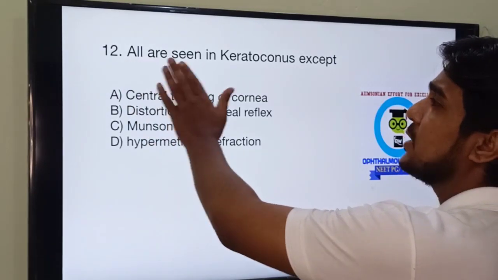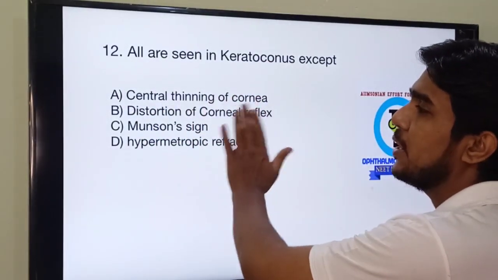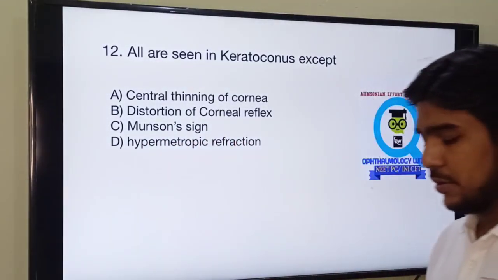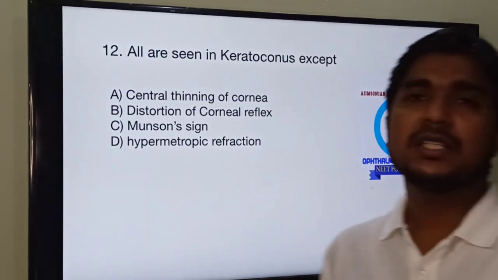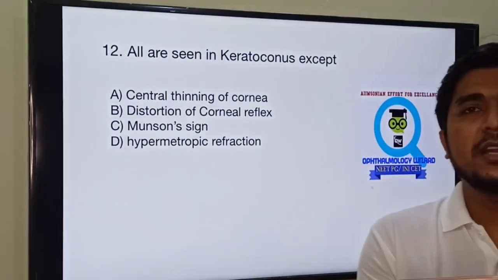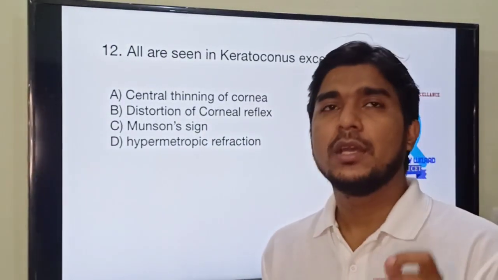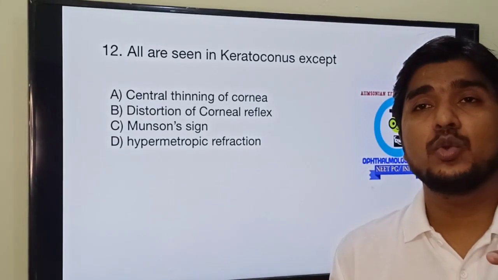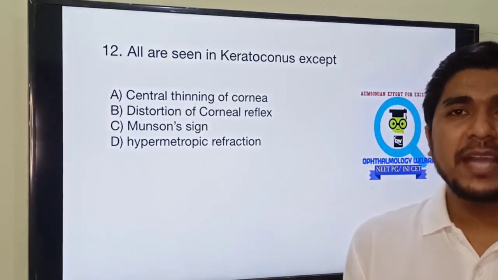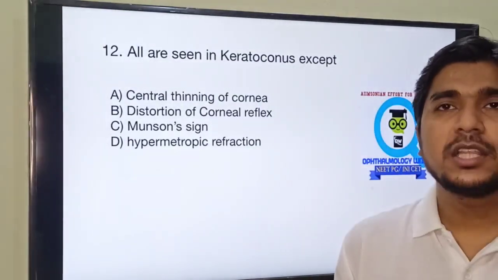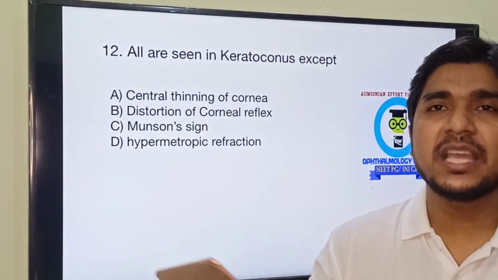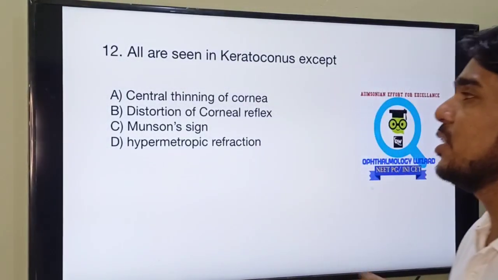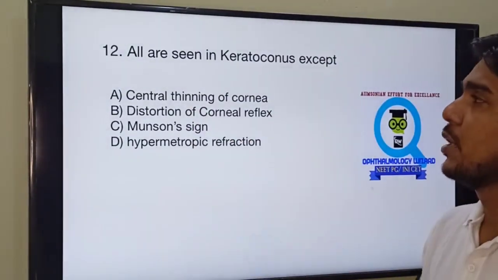Coming to the 12th question. All are seen in keratoconus except: central thinning of the cornea, distortion of the corneal reflex, Munson sign, or hypermetropic refraction. So what happens in keratoconus? There is ectasia mainly in the inferior cornea, with thinning of the cornea which is usually central but not corresponding to the ectatic part. It means the apex of the cornea and the thinnest corneal area are not at the same place. The ectasia will be inferior and there is central thinning of the cornea. So option 1 is right.